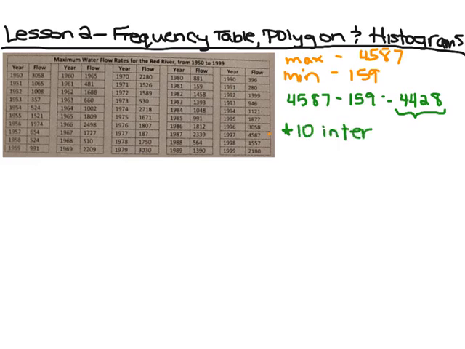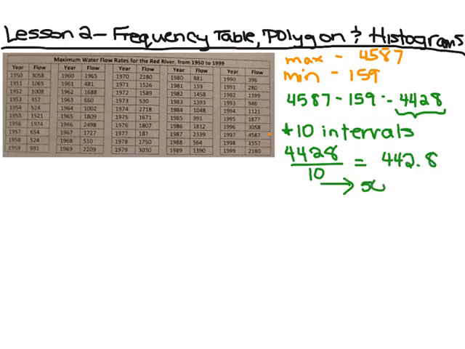And a good histogram, frequency table, frequency polygon has between 2 and 12. So we're going to go with 10. So to determine how big our intervals are, we're going to take our range and divide it by 10. And that's 442.8. So we're going to make intervals of 500. We're going to round up. That way we hit all of our numbers.